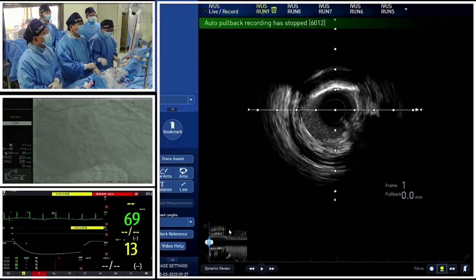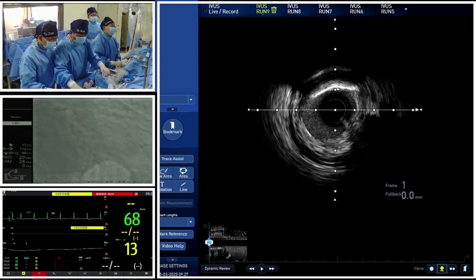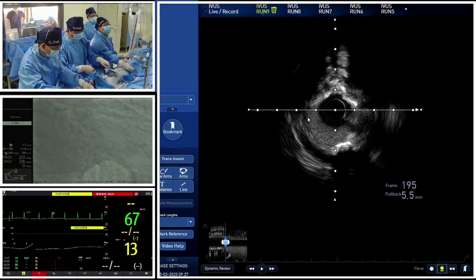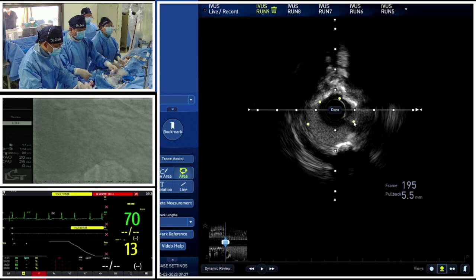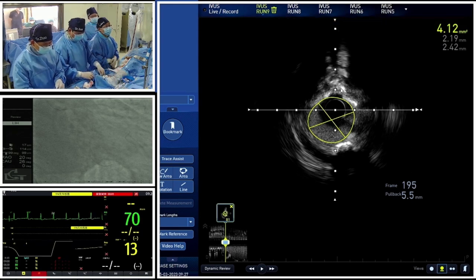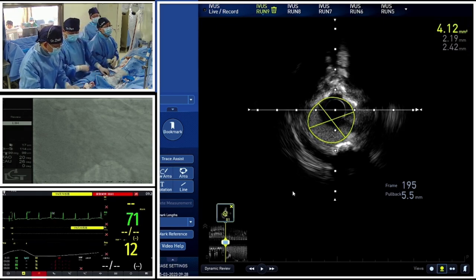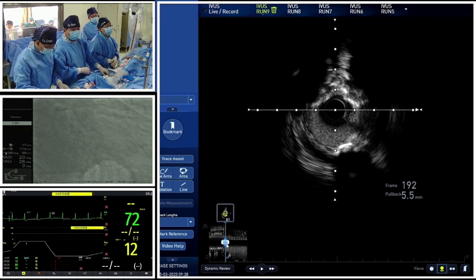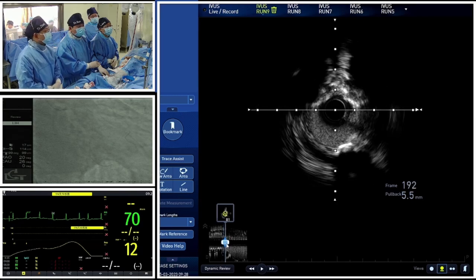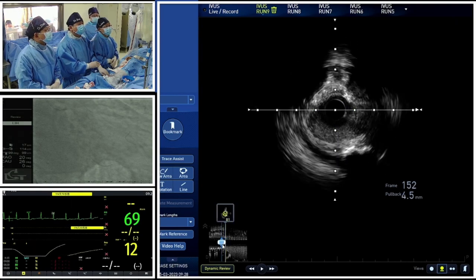Okay. We will measure the MLA, the minimal lumen area, of the ostium of the circumflex. Okay, let's measure the MLA of the circumflex. It's 4.12 square millimeters. We can see from 11 to maybe 2 o'clock, and from 5 to 6 o'clock, there are two superficial calcified nodules, which are already protruding into the vessel lumen. Yeah, and at the ostium of the circumflex there's also calcification. It could be a calcified nodule.